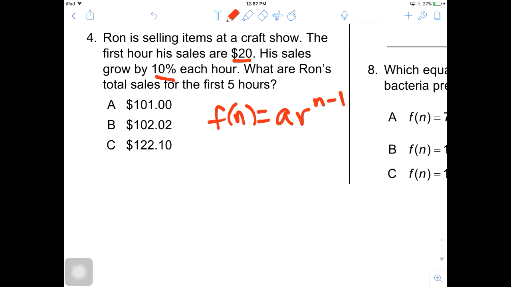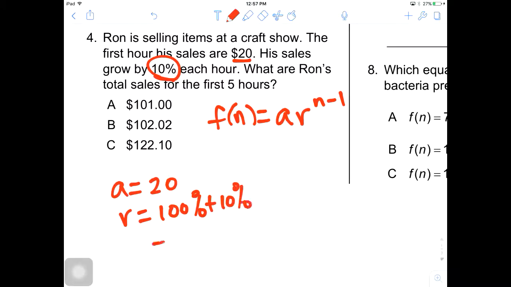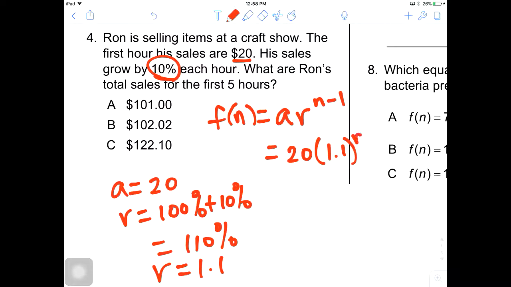So let's again identify the initial value, which is 20, and then the ratio is going to be increasing by 10%, which means that you have your 100% plus your 10%, which gives you a total of 110% for the new value. So convert that into decimal, that's going to be 1.1. So r is equal to 1.1. So f of n is equal to 20 times 1.1 to the n minus 1. So that's the nth term, but we're not asked to find the nth term.